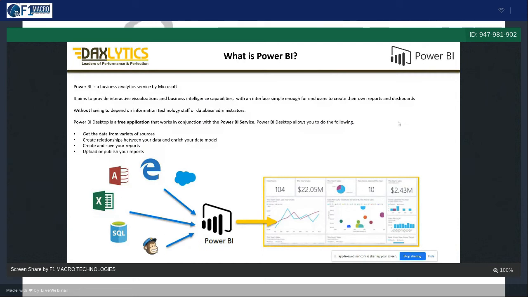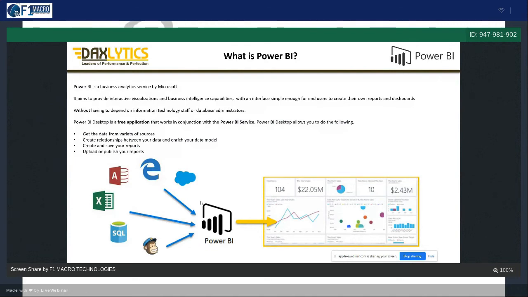Okay, so this is the flow. The first step will be to get the data from a variety of sources. You can extract data from Excel, you can extract data from SQL, or from data on cloud, Access. You can extract data from multiple systems, or multiple data warehouses, as you want.